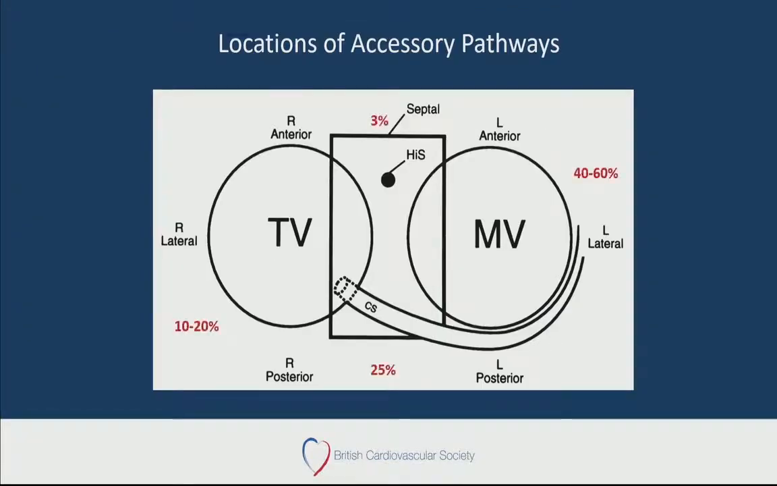Most accessory pathways are actually located on the left side, around the lateral area. Then there's a significant proportion in this posteroseptal region, either right or left, and there's a smaller proportion on the right side, on the lateral aspect. And there is an even smaller proportion, but these are the really troublesome ones, which are around the septal area. Again, sometimes very close to the His region, so these can be very scary when you're trying to ablate these and not cause conduction block.